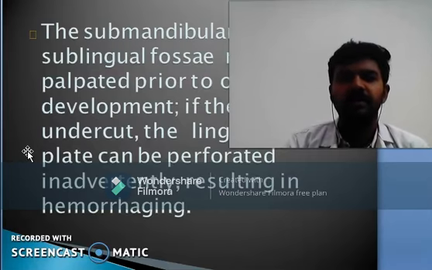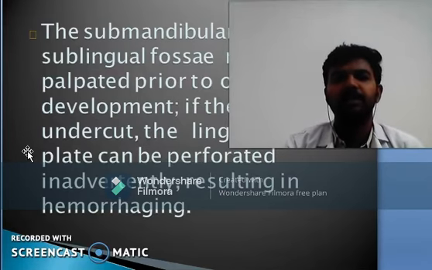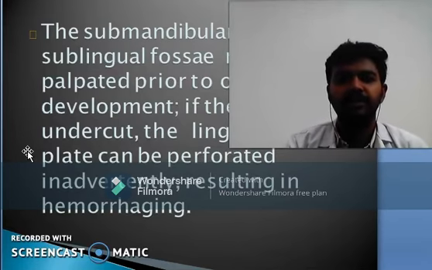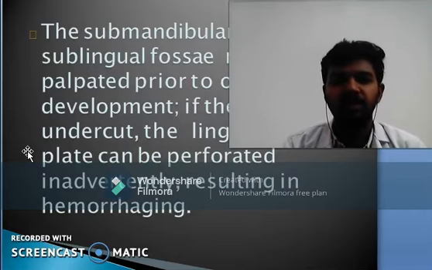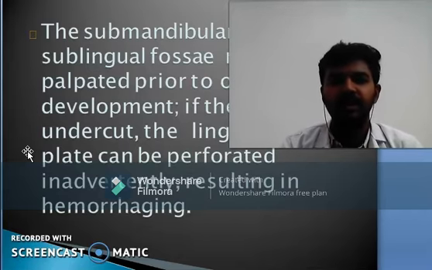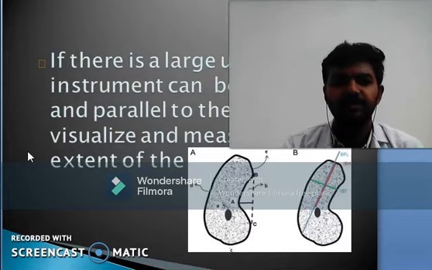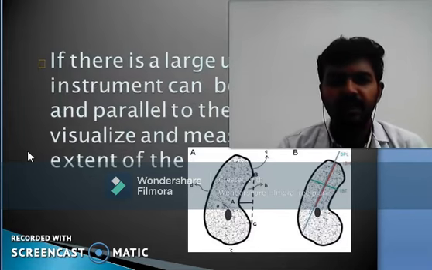The submandibular and the sublingual fossa must be palpated prior to osteotomy development. If there is a large undercut, the lingual bone plate can be perforated inadvertently, resulting in hemorrhage. If there is a large undercut, an instrument can be placed parallel into the undercut to visualize and measure the extent of the fossa.